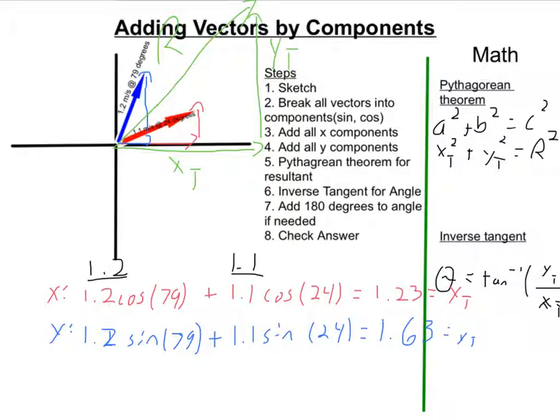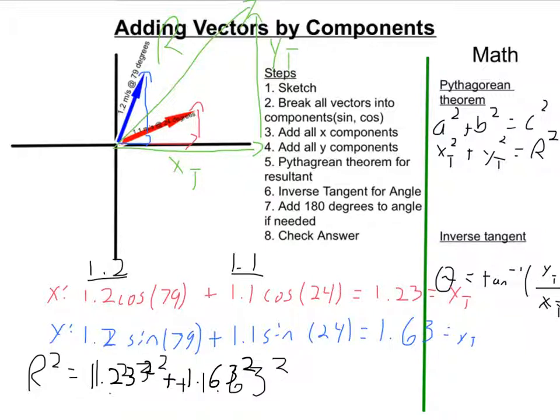So now R squared equals my X total squared plus my Y total squared. Remember, we saw that from over here. So R squared equals 1.23 squared plus 1.63 squared. So you plug all that in the right hand side into your calculator, take the square root of both sides, and you come out with R equaling 2.04 approximately.